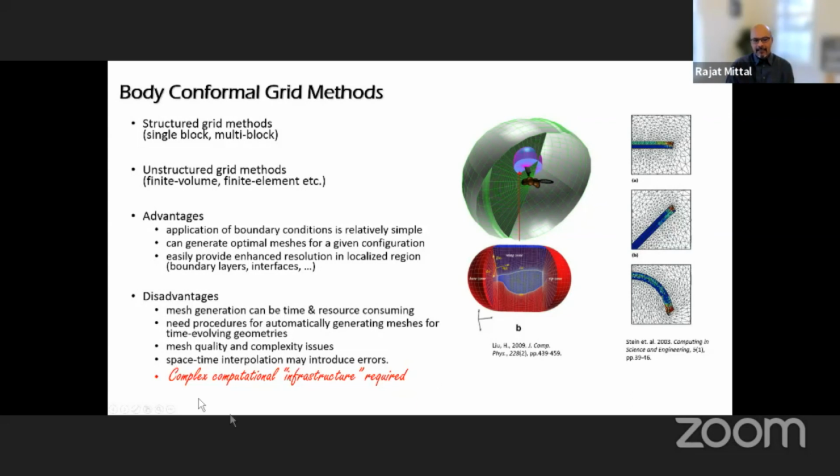So the bottom line is that you require a very complex computational infrastructure if you're going to use a body conformal grid method. And because of this, simulations of insect flight and these complex fluid structure interaction problems have been outside the capability level of most researchers because this infrastructure is so complicated.